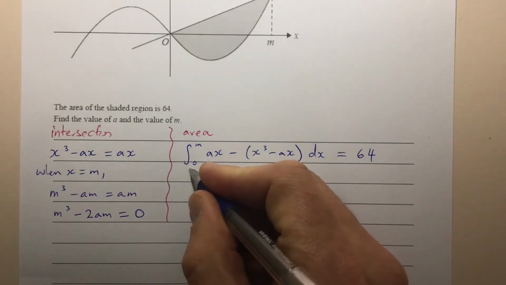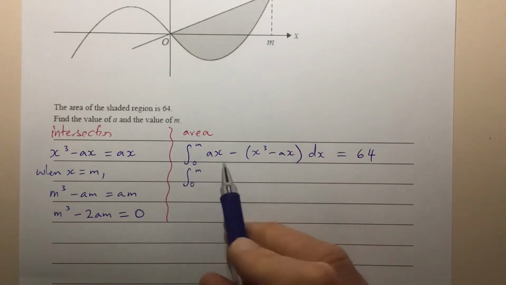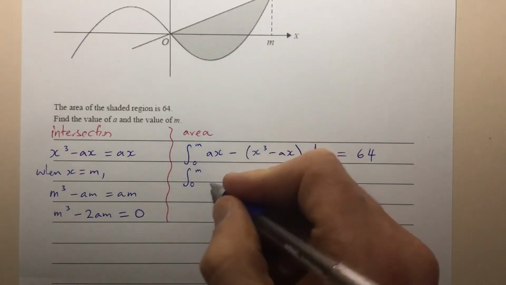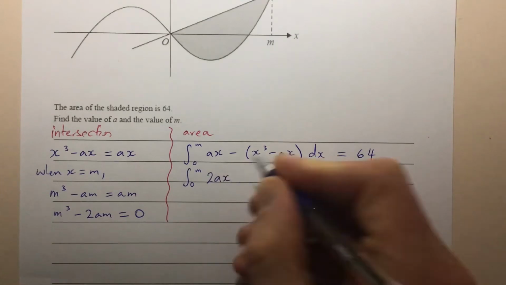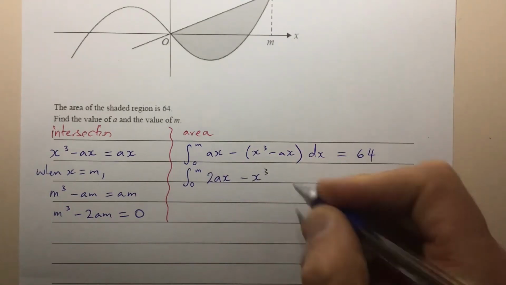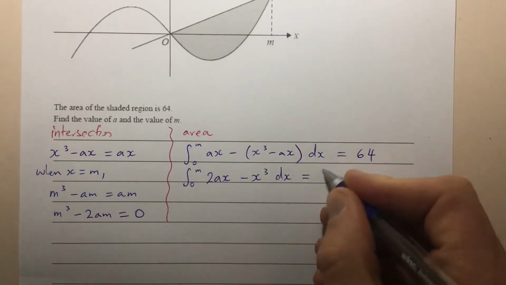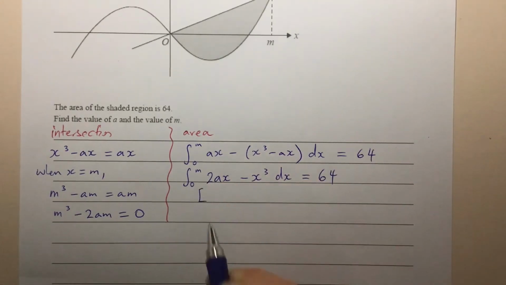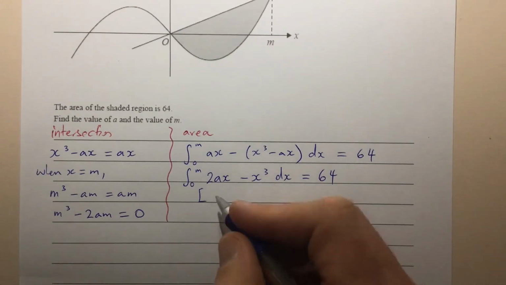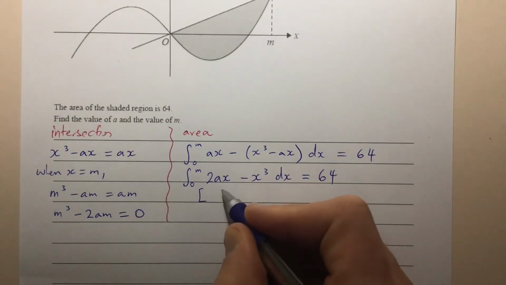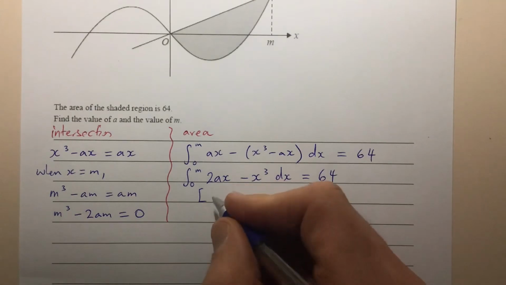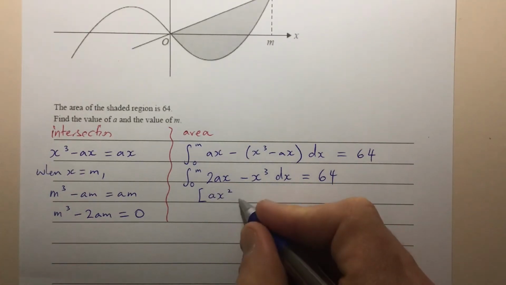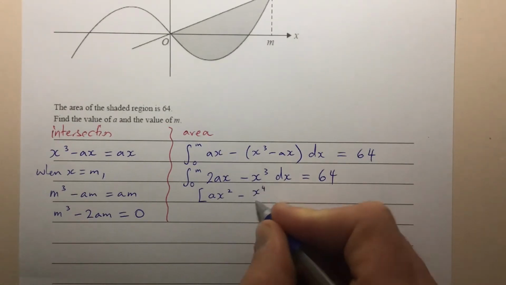Before we integrate, I'll just simplify this part here. So we've got an ax minus negative ax. Okay, so we've got two lots of ax minus x cubed with respect to x. All right, so at this step, let's anti-differentiate in terms of x. So 2ax will become 2ax squared over 2. Okay, so 2ax squared over 2 would actually just be ax squared. Minus x cubed, so that's going to become minus x to the power of 4 over 4.